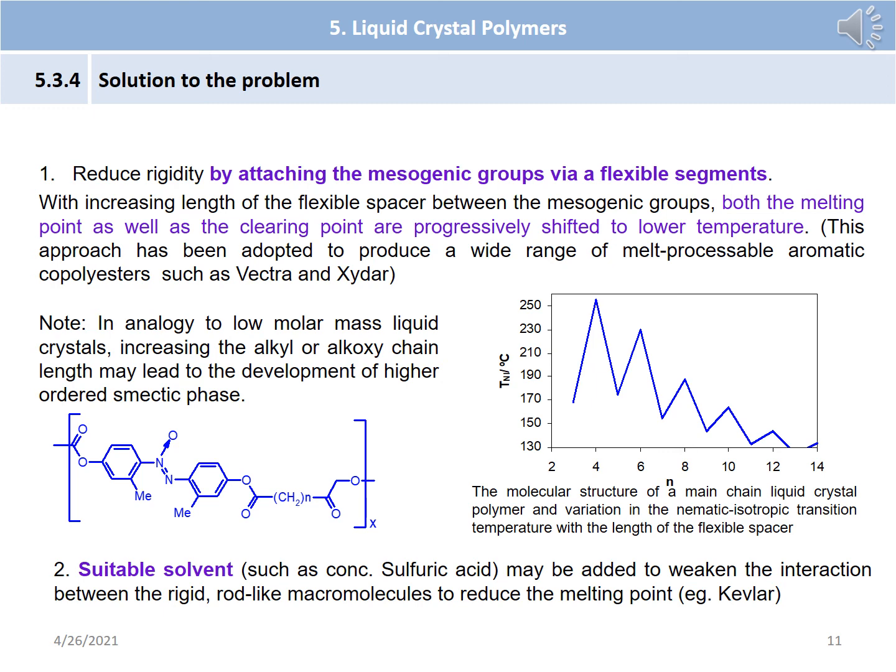Second, suitable solvents such as concentrated sulfuric acid may be added to weaken the interaction between the rigid, rod-like macromolecules to reduce the melting point.